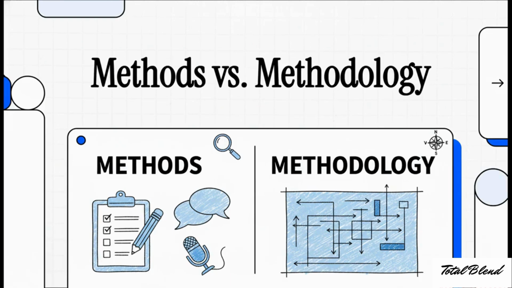Welcome to The Explainer. Today, we are going to tackle two terms that sound so similar but are worlds apart: research methods and research methodology. Honestly, getting these two mixed up is one of the most common mistakes you'll see in academia, and it can really undermine your work. So let's clear this up once and for all.